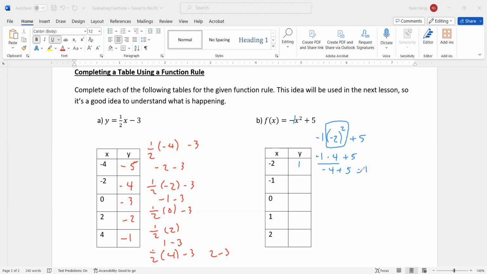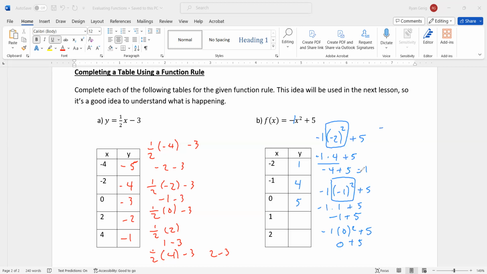Now I'm going to do the same thing with -1. So -1 times (-1) squared plus 5. You're going to want to multiply -1 times -1. A lot of people want to do that. Don't. Exponents first. (-1) squared is +1. -1 times 1 is -1. -1 plus 5 is 4. 0 is not too bad. -1 times 0 squared plus 5. Well, 0 squared is 0. 0 times -1 is 0. 0 plus 5 is 5.